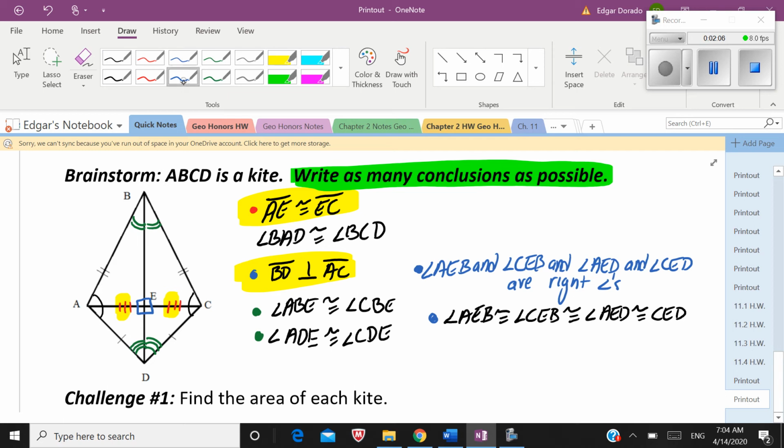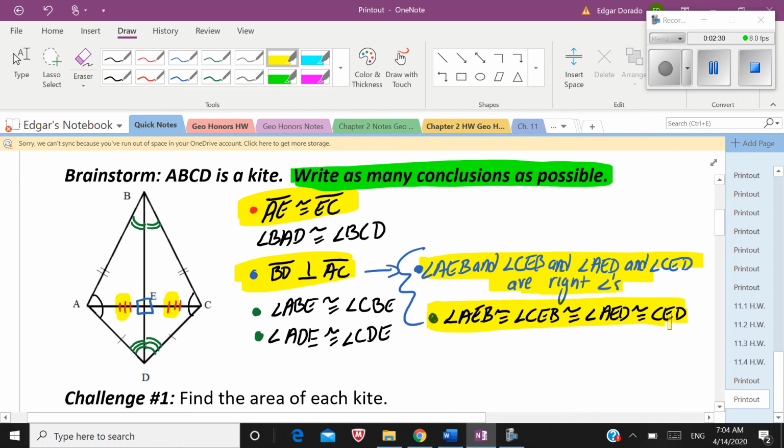And almost as a consequence, guys, these two things end up happening because of that. If those two lines are perpendicular, you create a bunch of right angles. So AEB, CEB, AED, and CED are all right angles. And because they are all right angles, and all right angles are congruent, all of these angles have to be congruent.